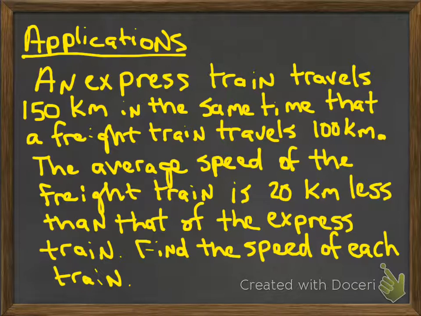Okay, so for my first application problem, we're dealing with some motion here. An express train travels 150 kilometers in the same time that a freight train travels 100 kilometers. The average speed of the freight train is 20 kilometers less than that of the express train. Find the speed of each train. I'm going to do the problem on the next slide, but make sure you've got this written down, or you know what we're talking about here.